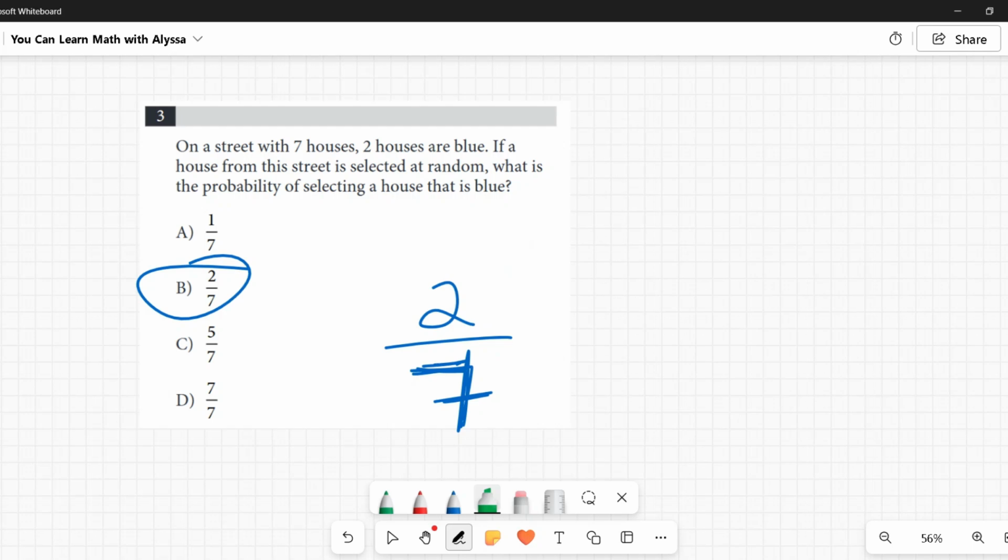But in this case, it is, as it appears to be, 2 houses are blue out of 7 houses total. 2 out of 7, or 2/7. That is my answer, B.